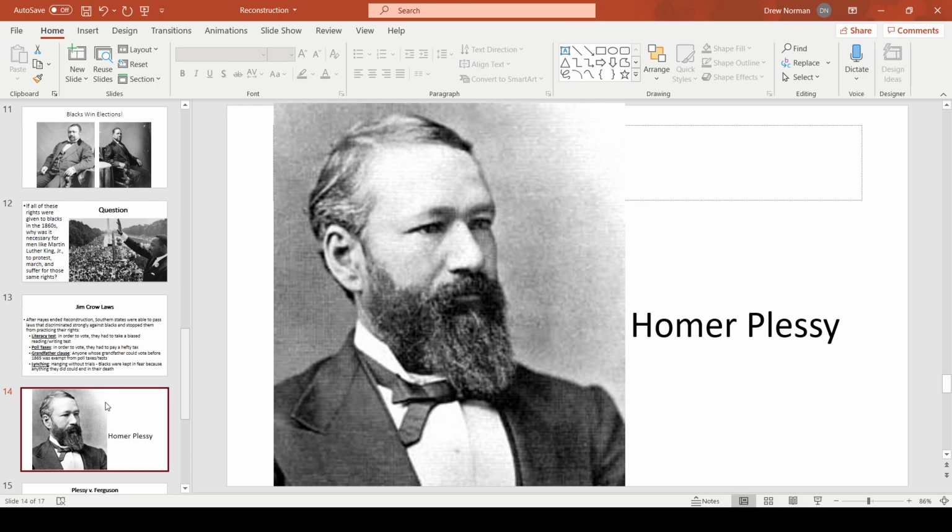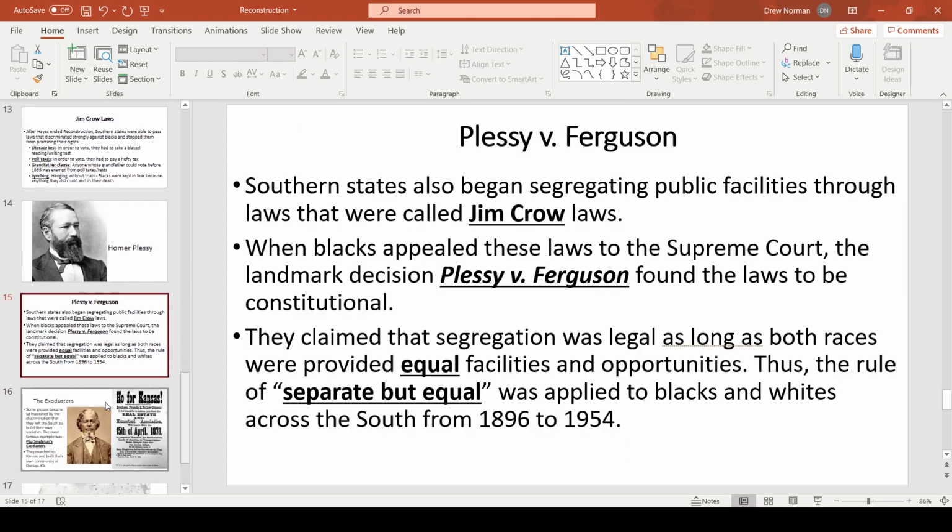So now we go on to this guy named Homer Plessy. Now, from this picture, you may think that he is a white man, but he is actually 1/8 black. And so, according to Southern law, technically, he is an African American. So that brings us to these Jim Crow laws segregating public facilities. So where does Homer Plessy play in this?